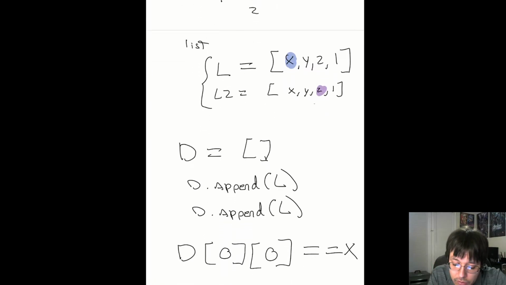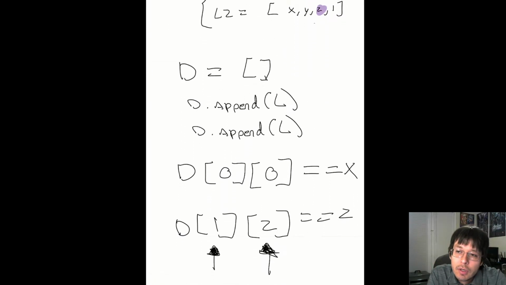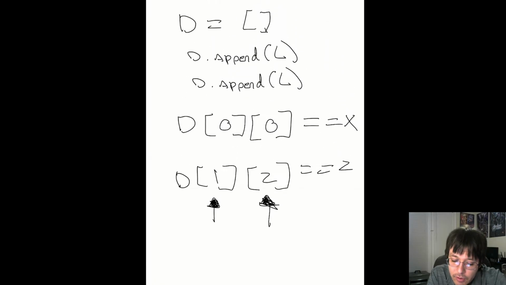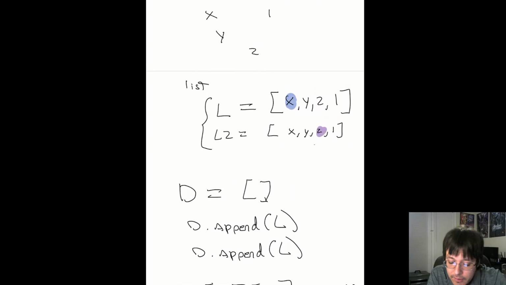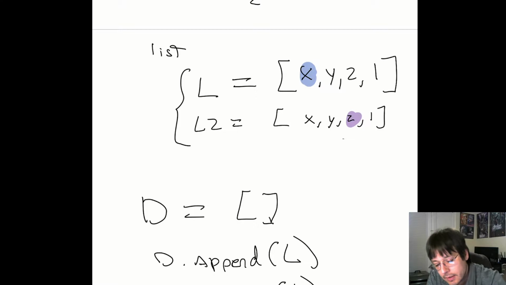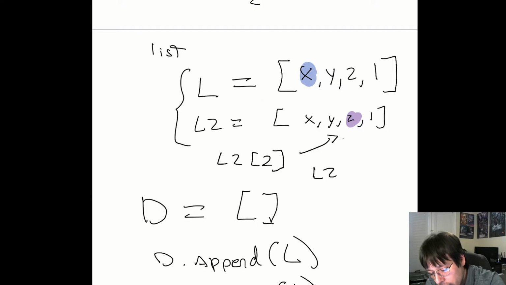So how do we get around this issue? Would it not be nicer if we somehow created data where we could say something like, instead of L2 index 2, we'd be able to access Z, or L2 1 to access the Y, or L2 0 to access the X?